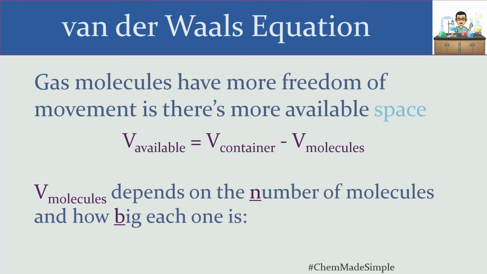And so the volume of the molecules is going to depend on how many molecules there are, because if there are more people in that elevator, that's a lot more space that you have to subtract, and it also depends on how big each of those molecules is. If we put those two factors together, the number and how big they are, that term is going to be n times b. And just as a note, ideal gases have a volume that is 0. So when we take a look at that available space term, we'll see that for ideal gas molecules, that volume of the molecules term amounts to 0.